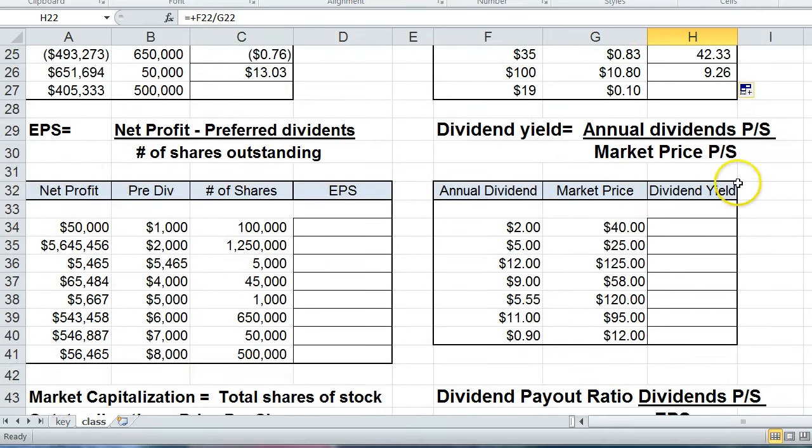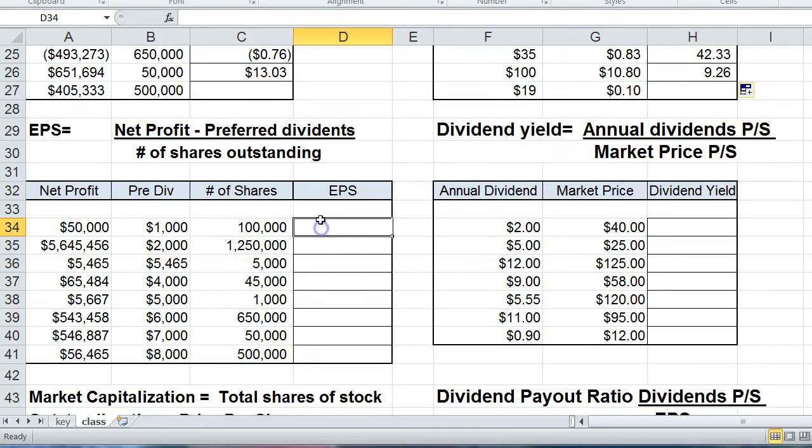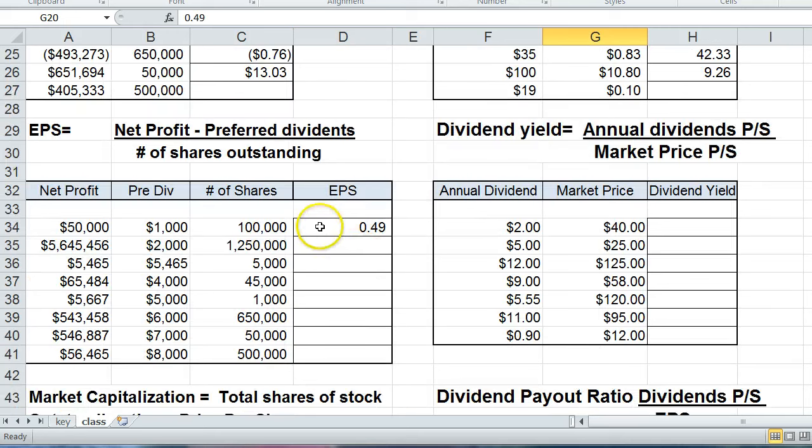Okay. Earnings per share. So how do you calculate the EPS in this formula? Well, in earnings per share, we would take our net profits minus our preferred dividends, and we would divide that by the outstanding shares. So this 49 cents here came from this formula. Profits minus preferred dividends divided by outstanding shares gives us our earnings per share. And again, a pretty simple formula.